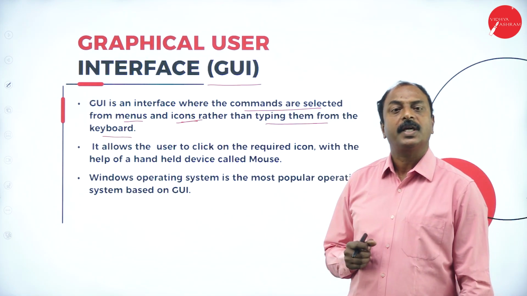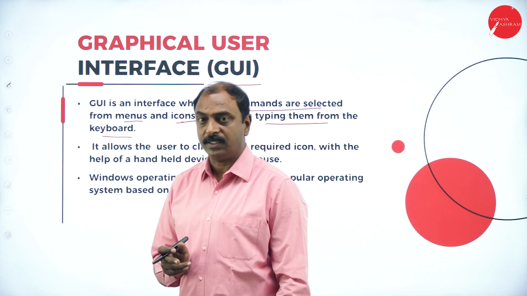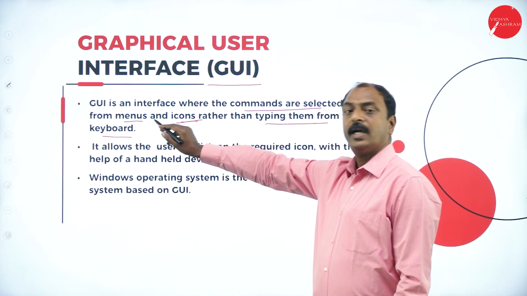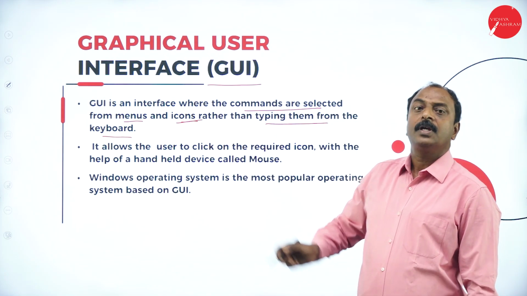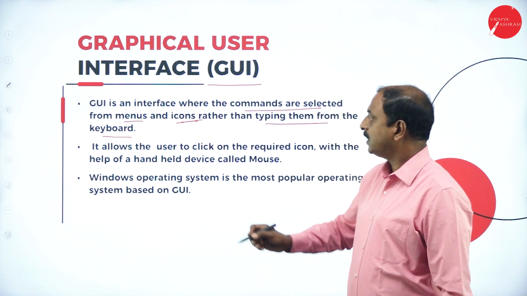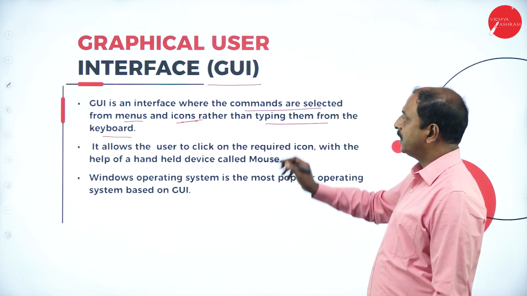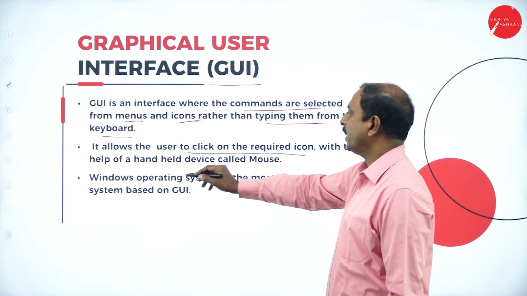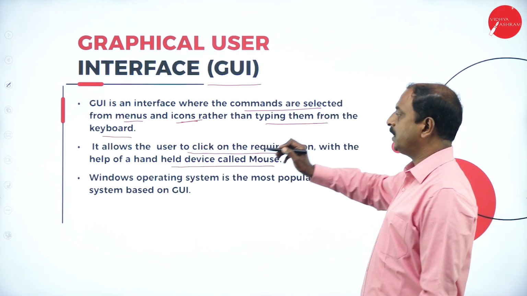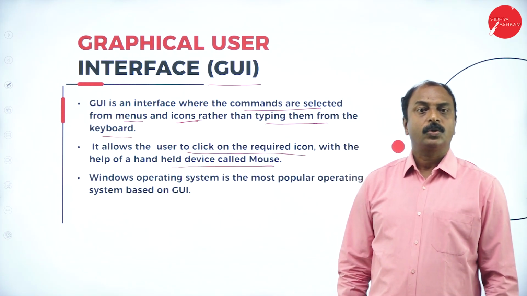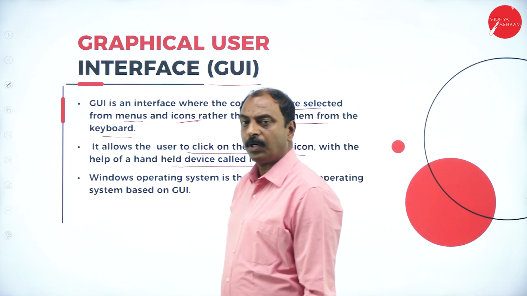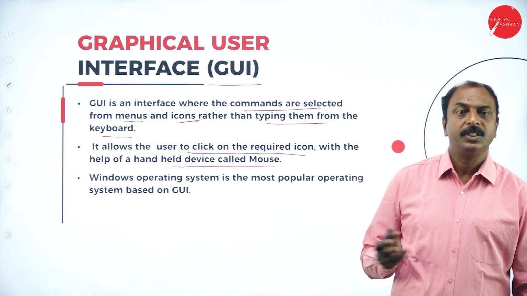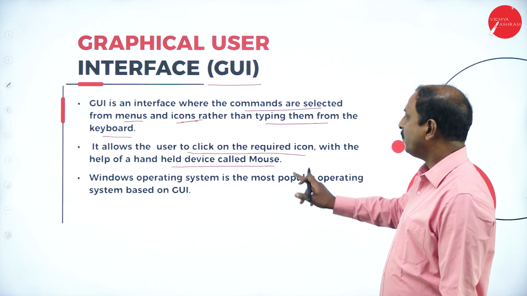On the desktop you can see different types of icons. Here the user works with the icons, menus and many features of the operating system instead of typing commands at the C prompt or at the terminal. That is GUI. It allows the user to click on the required icons with the help of a handheld device called a mouse. It supports the mouse. Nowadays we use the mouse to select and open files and to execute different icons.